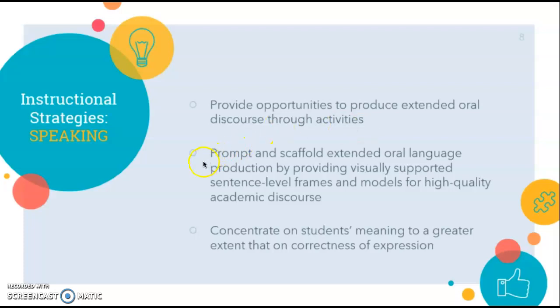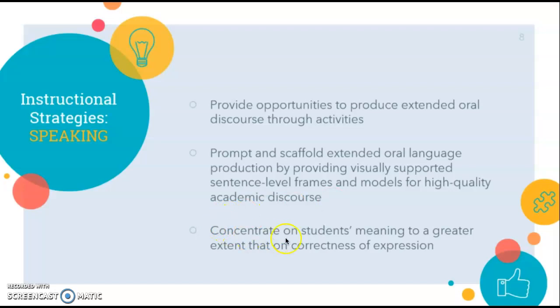For number 2, you see here prompt and scaffold extended oral language production by providing visually supported sentence level frames and models for high quality academic discourse. And what that means is it's important to model academic sentence frames and really ask for more than just one word answers. So whenever you're asking students to give you answers for an exit slip or for a graphic organizer, really making sure that your questions have framed themselves to be more complex than one word answers is very important.